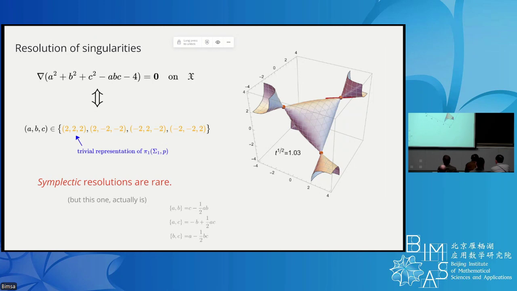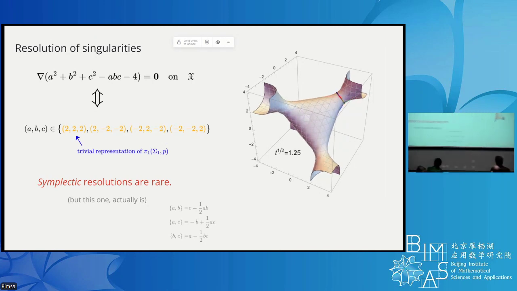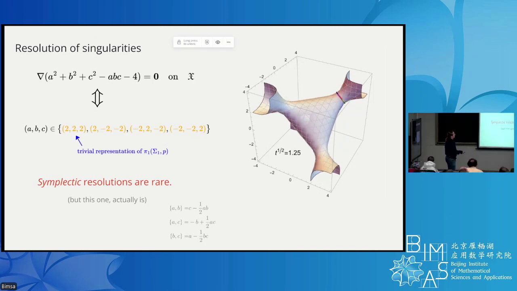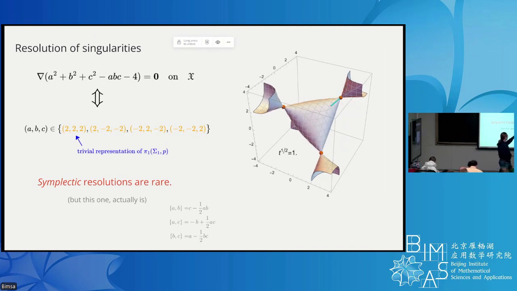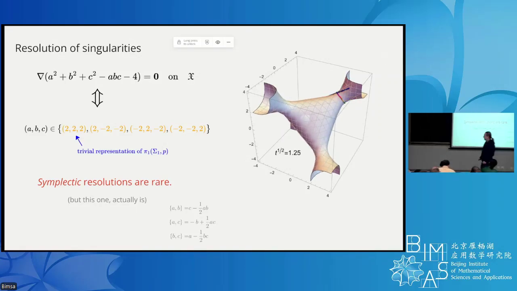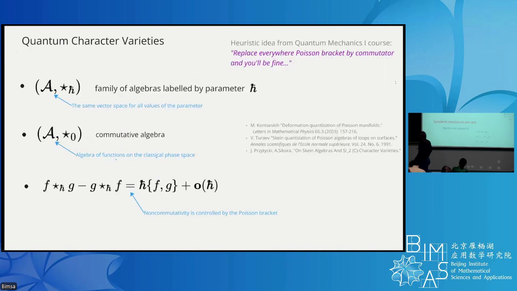In fact, this one is. There is some reason for that, to which I will come back in 2 slides. But for now, let's go ahead and talk about the quantization.